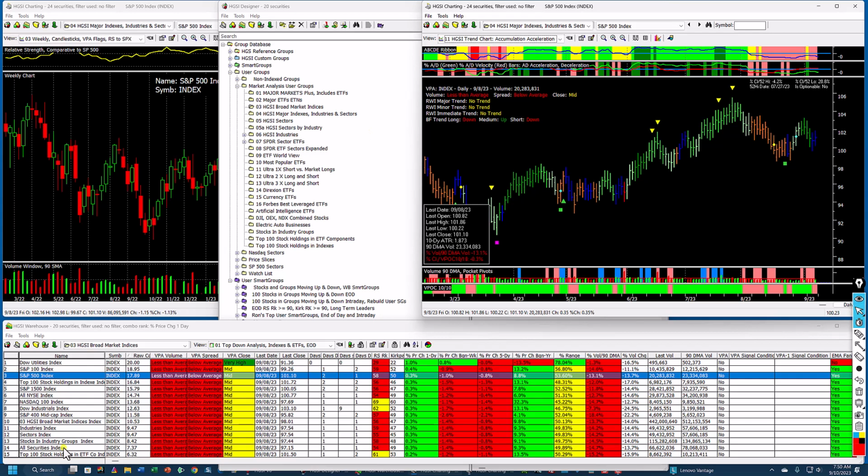Now, normally I would look at a few other indexes, but I'm not going to take the time to do that. What's my conclusion from looking at the market? It is trying to hold here, I would say. Maybe slightly bullish, but more neutral. But it's not a disaster.